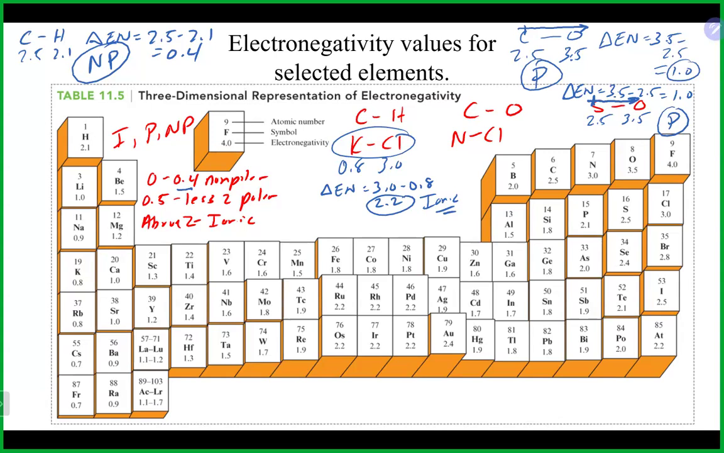Lastly, if we look at nitrogen is 3 and chlorine is 3, which means the difference in electronegativity is 3 minus 3, which is 0. That means that this bond is actually a nonpolar bond in this case. So this brings up a really good demonstration that if you have two of the same element in a bond, they're going to be nonpolar because they're the same element. But it is possible to have two different elements that have the same electronegativity value, and it can create a nonpolar bond. So it is possible.